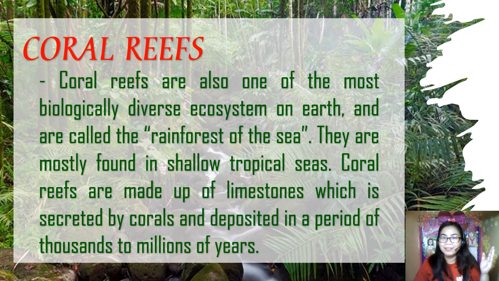Let us now move on to coral reefs. These are also one of the most biologically diverse ecosystems on Earth and are called the rainforest of the sea. They are mostly found in shallow tropical seas. Coral reefs are made up of limestones, which is secreted by corals and deposited in a period of thousands to millions of years. Wow! Is coral reefs important? It's absolutely yes! They provide homes for a lot of marine animals, which make marine food chains active and continuous.